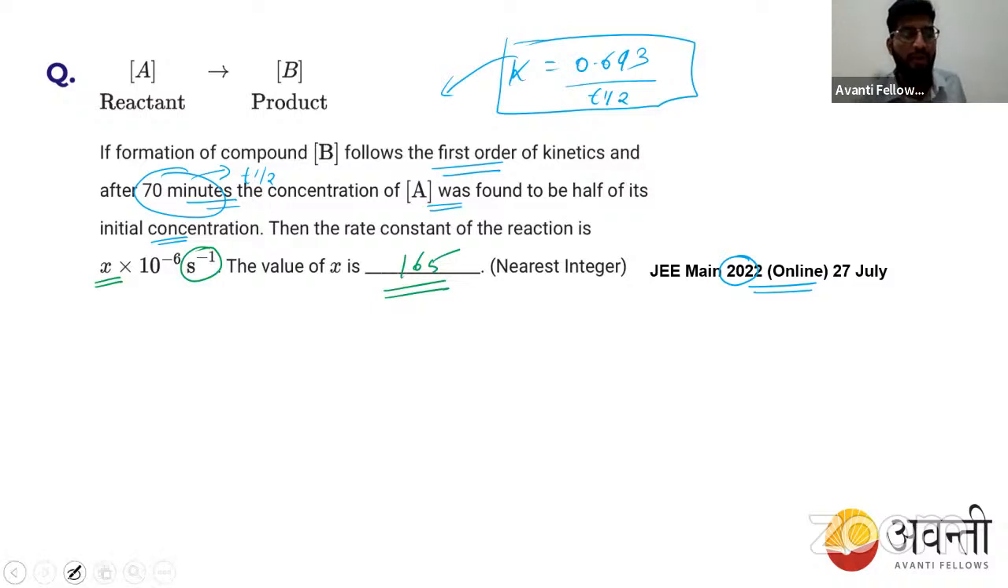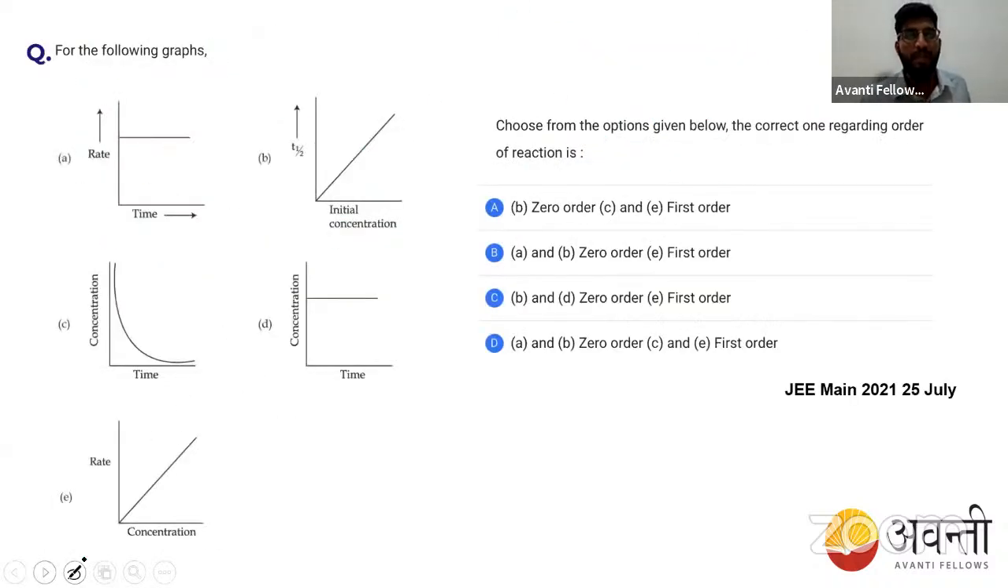Okay, so moving forward to the next question. In this question, for the following graphs, choose from the options given below the correct one regarding order of the reaction. So we have to look at the graphs and see which is the correct option. So we know that for a zero order reaction, what is the relation between rate constant and time, between concentration and time, and between rate and concentration. So this is for a zero order reaction.